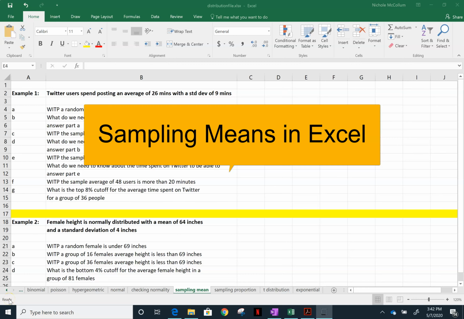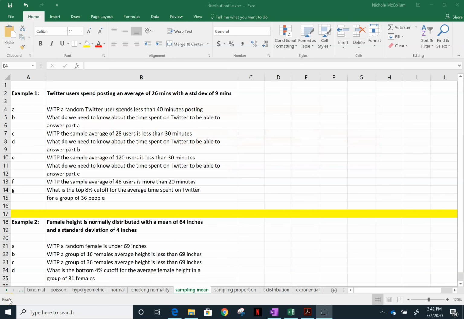Hello everybody. Today we're going to work on finding probabilities and sampling distributions of the means. Let's get right to it. So what we have collected is data on Twitter users.